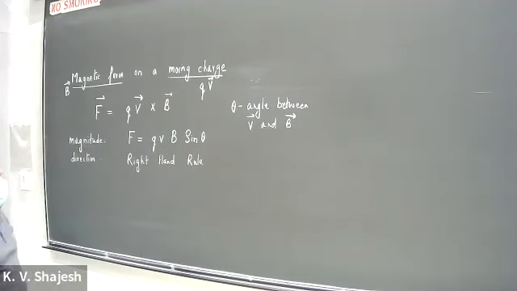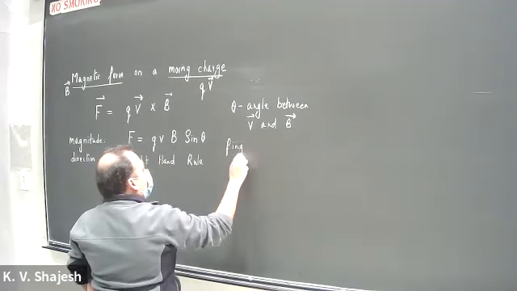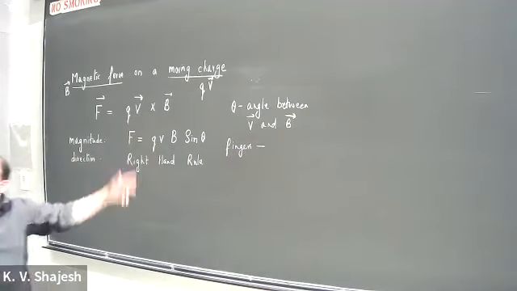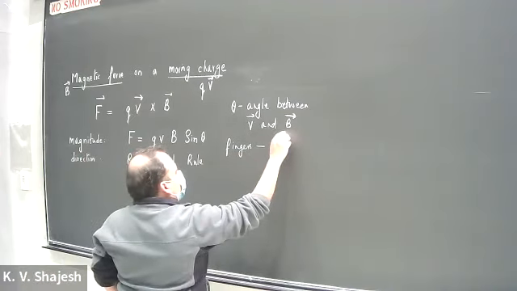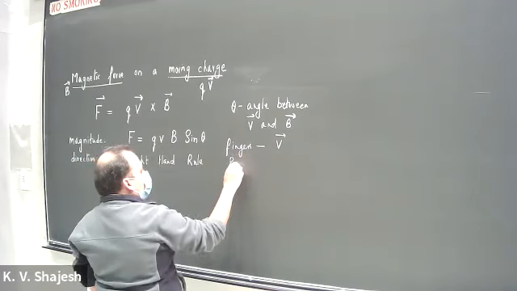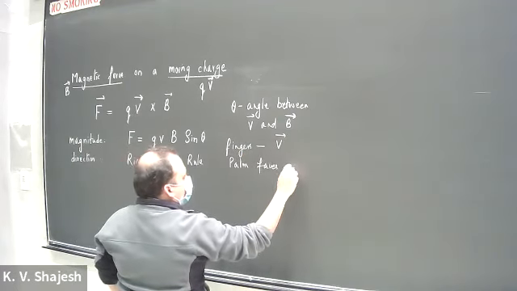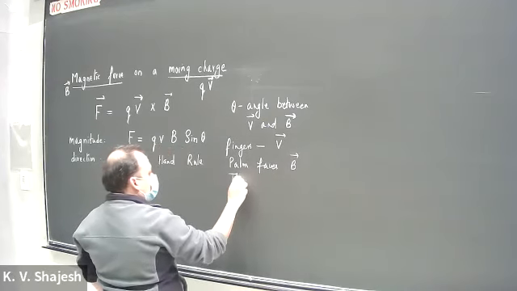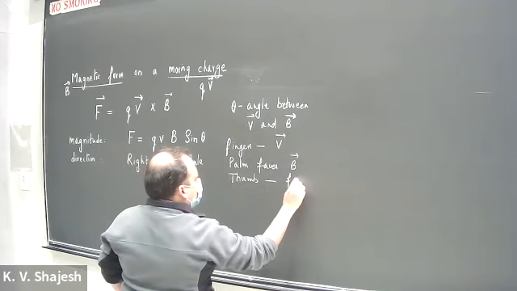The right hand rule involves the following: the fingers are in the direction of the first vector, in this case the velocity, the palm faces the second vector, which is the magnetic field, and the thumb is in the direction of the force.